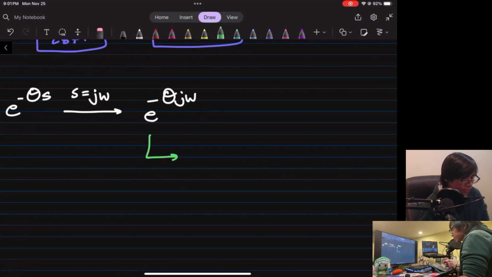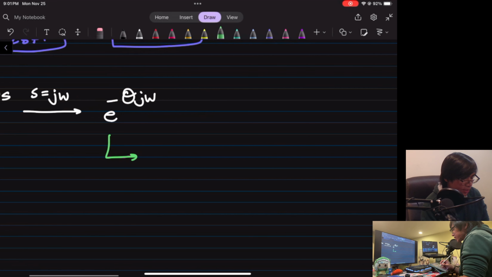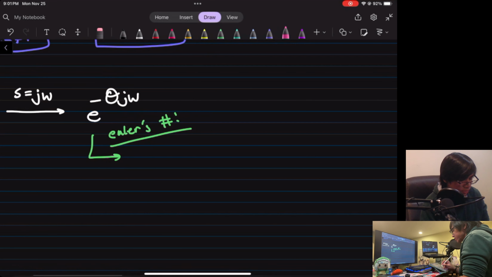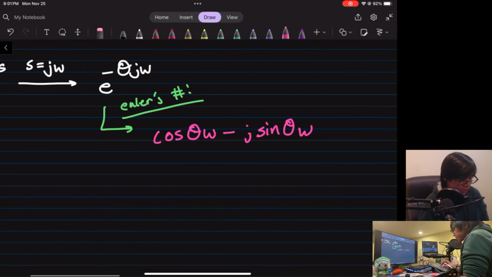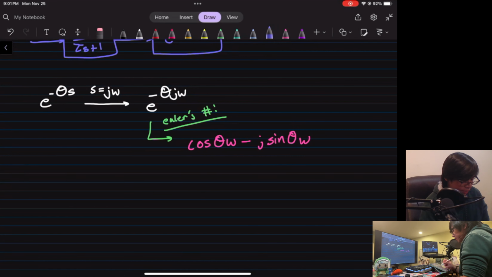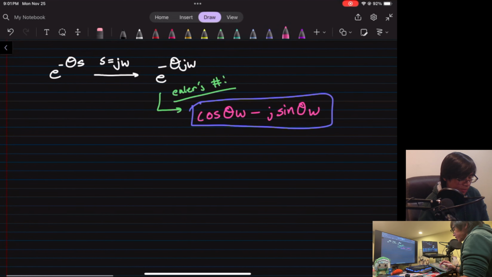However, we can simplify this further with Euler's identity. So Euler's number, maybe. We've done this before in previous videos. So this is equal to cosine theta omega, and then minus, since there's a negative sign, j sine theta omega. That's the function we have to take the amplitude ratio and phase lag of.